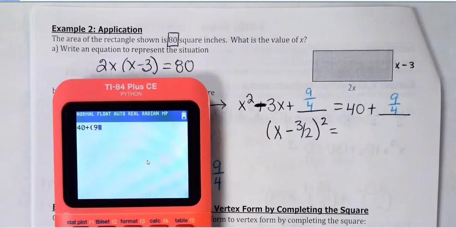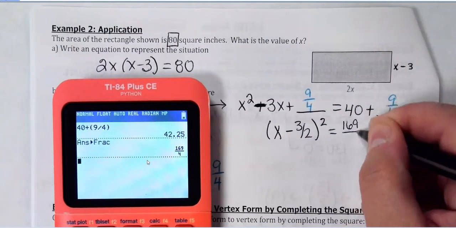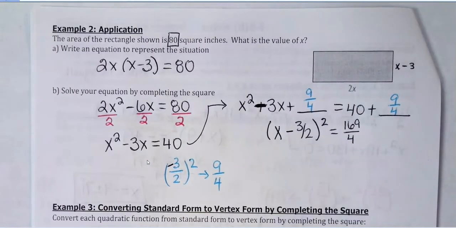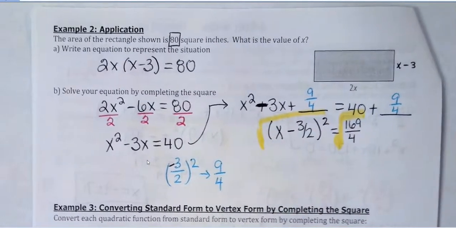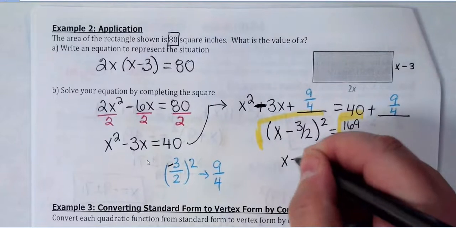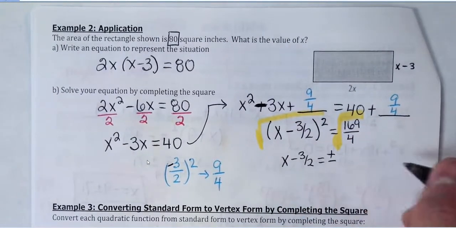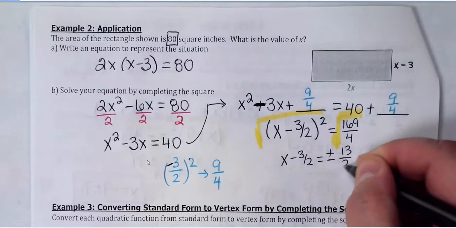I'm going to add 40 to 9/4. I'm going to hit math, enter, and it's going to give me a lovely fraction in lowest terms, which is going to say 169 over 4. Then I'm super excited about that because I know those are both perfect squares. Okay, so what have we got? x minus 3 over 2. Don't forget your plus and minus. Do you guys know the square root of 169? 13, yeah. And then the square root of 4 is 2.